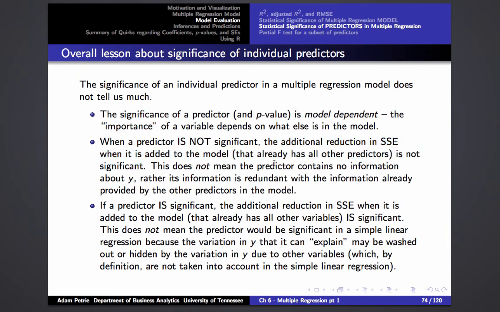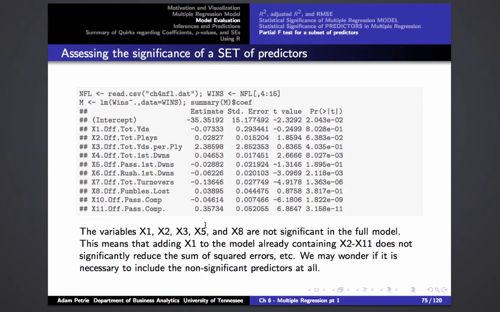That does not mean the predictor contains no information about y. It just means that any information that it does provide about y is redundant with the information already provided by the other predictors in the model. If a predictor is significant, well, what is that telling us? It's telling us that the additional reduction in the sum of squared errors when it's added to the model containing the other predictors is significant. That does not mean the predictor would be significant in a simple linear regression, because like what we saw with experience, the variation in y attributed to that variable can be washed out or hidden by the variation in y due to the other variables. So be careful about significance and p-values. They mean a very specific thing.